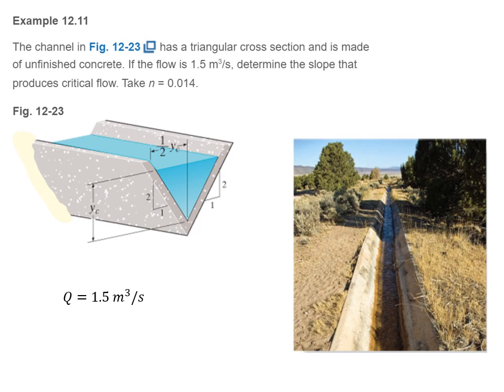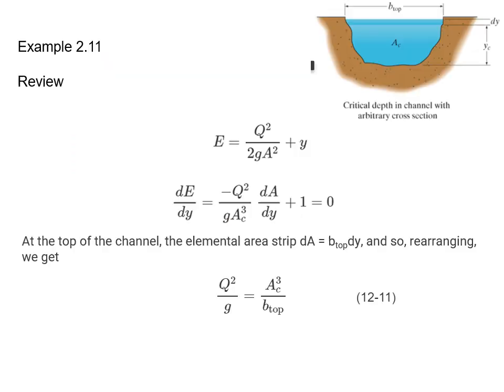Last example, 12.11. This channel has a triangular cross-section and is made of unfinished concrete. If the flow is 1.5 cubic meters per second, determine the slope that produces the critical flow. Take n to be 0.014. Here is a little diagram of a triangular cross-sectional channel. Notice in the diagram he's actually given us the slope. You can use Pythagoras' theorem to calculate this angle here. The tangent of this is 2 divided by 1, which is 2. So we can use those to calculate the perimeter and the area.